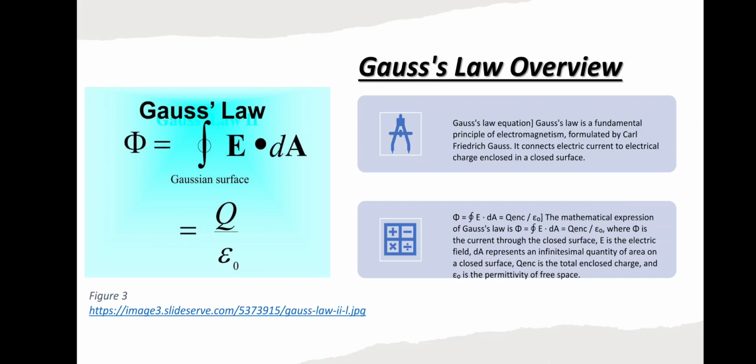To apply this law, Gauss defined three basic symmetrical surfaces, also called Gaussian surfaces. Those are spherical symmetry, cylindrical symmetry, and planar symmetry. Today we are applying spherical symmetry to our uniformly charged non-conducting sphere.